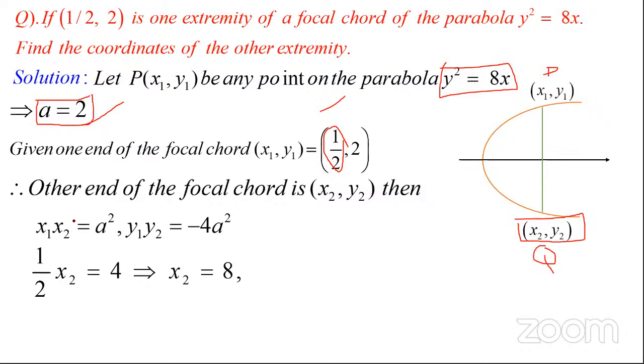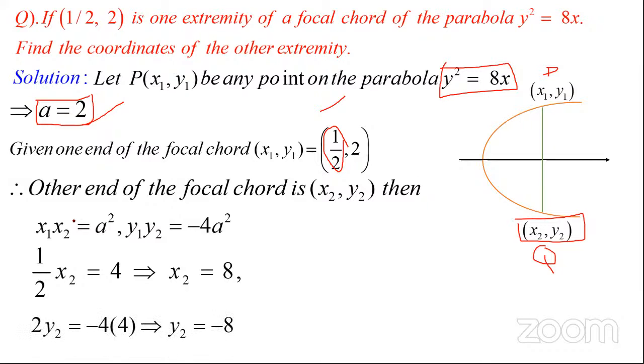So that is 4. The value of a is 2. That is, 2 squared is nothing but 4. So 1 by 2 x2 equals 4. Then solve this one. You will get x2 equal to 8. This is the other extremity coordinate of x.